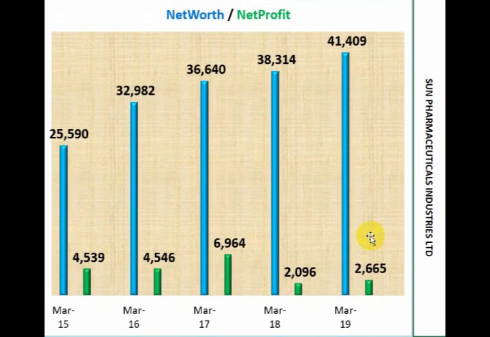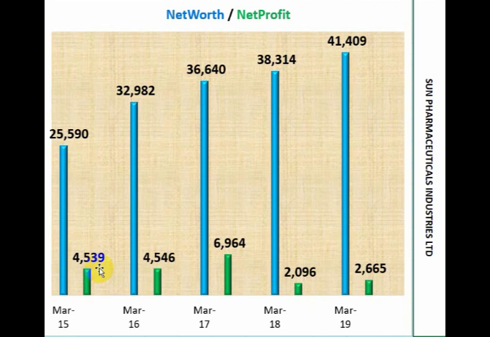In terms of values, the net worth or the total shareholders' equity should be increasing over the years. So here in blue, we can see that the shareholders' total net worth is increasing, but at the same time, net profit should also increase over the period, which we see till March 17 it was increasing, but in 18 and 19 the profit had dropped to almost half of what it was in March 15.